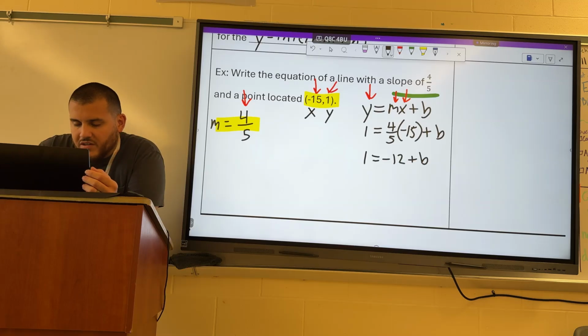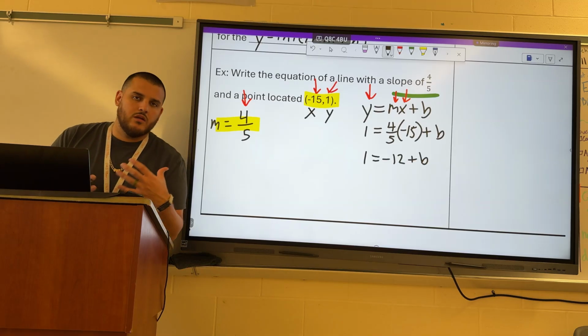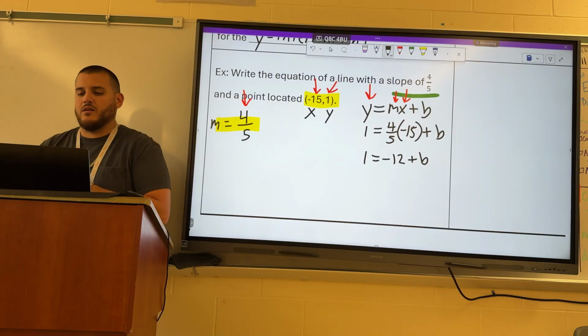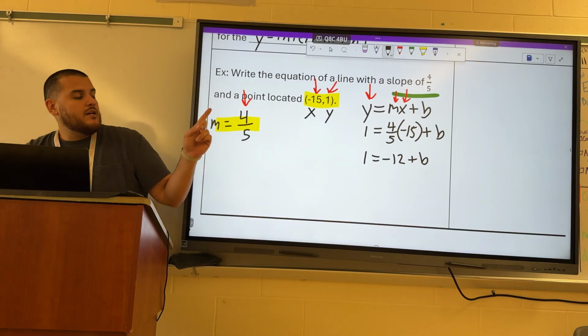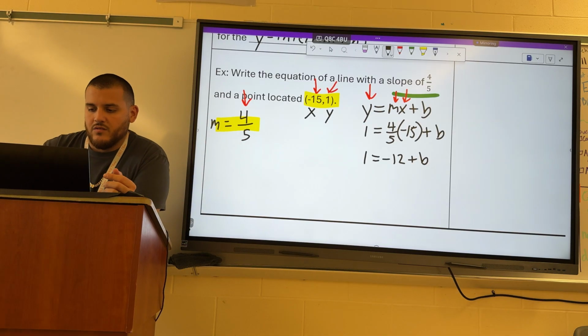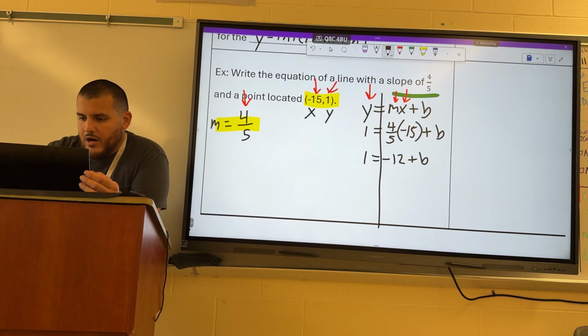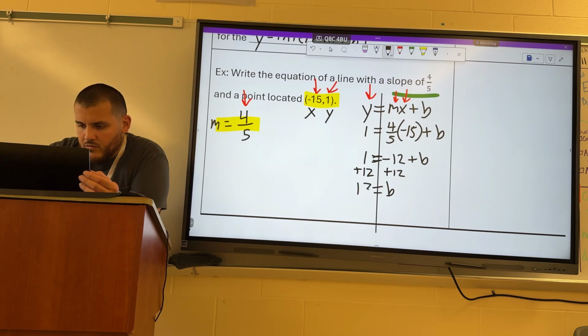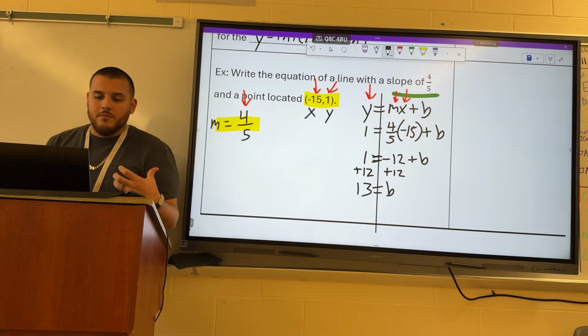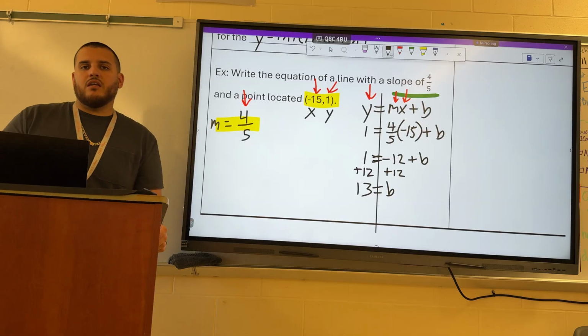Be very careful with your signs here. A lot of students will mess up their positives and negatives as they're multiplying, so be careful with that. 4/5 times negative 15 gives me negative 12. Now I can get b alone by using my addition property of equality here. I can add 12 to both sides of the equal sign to get b by itself, which is 13. And from this information, I can write the equation of my line.